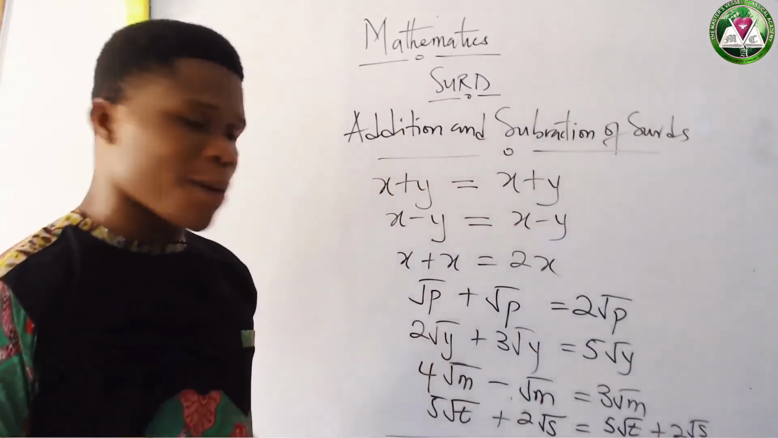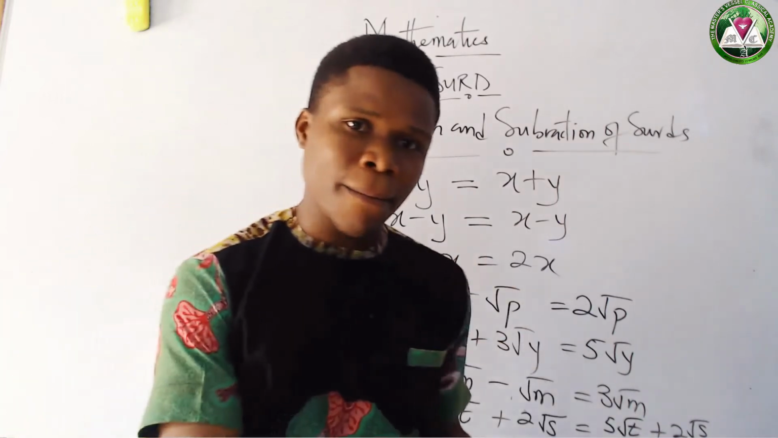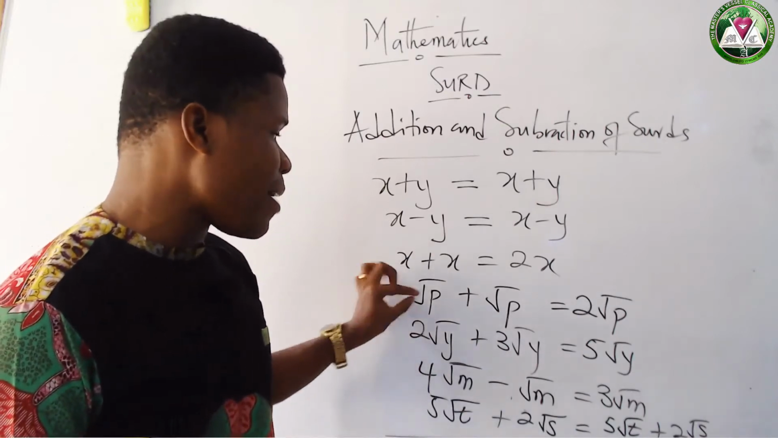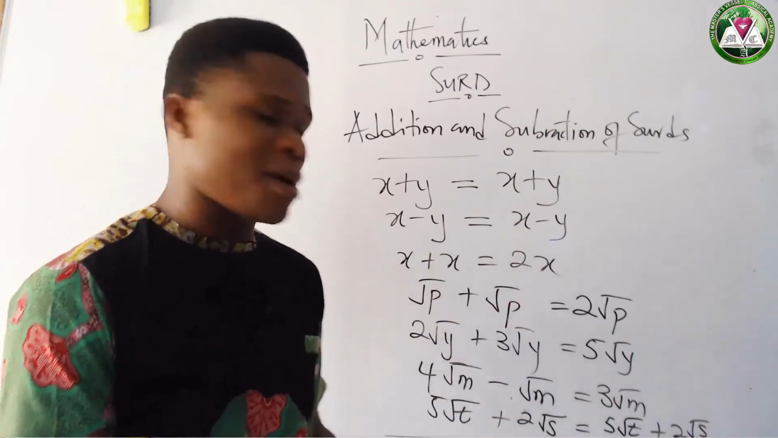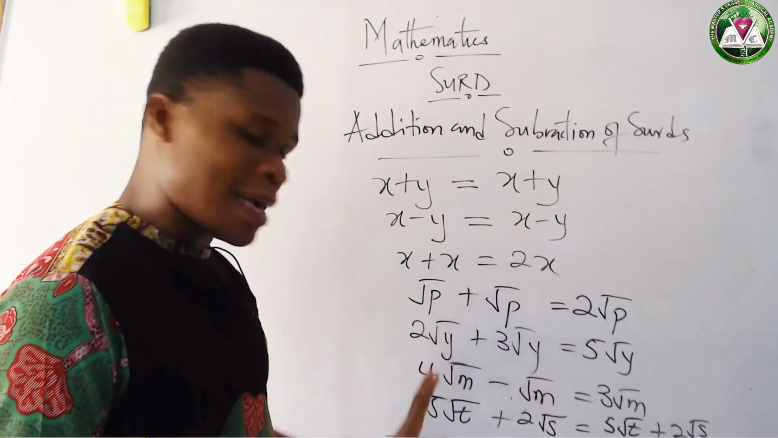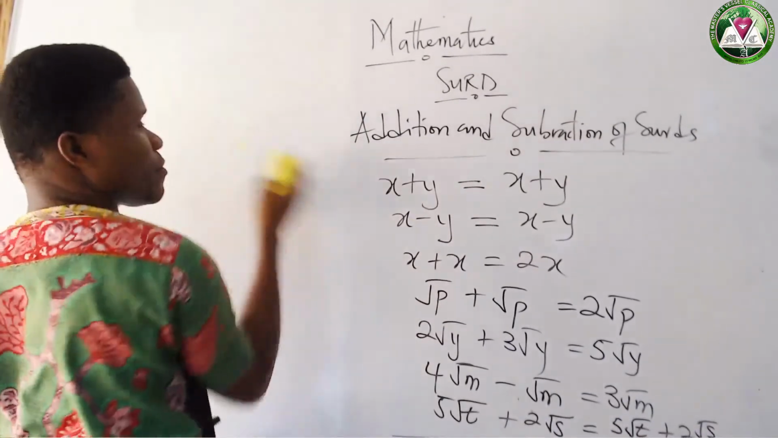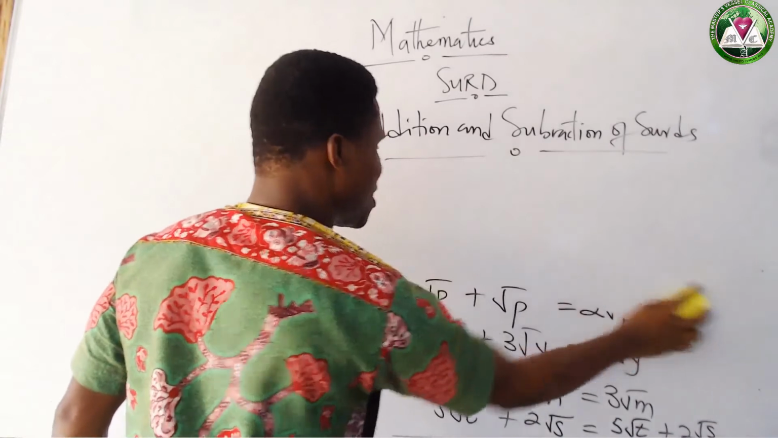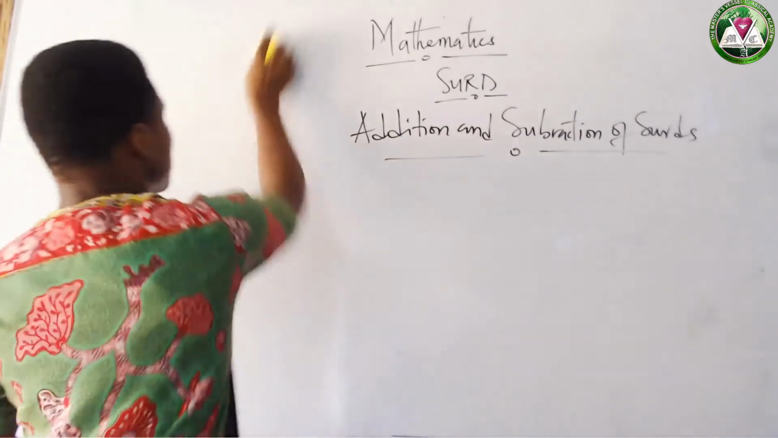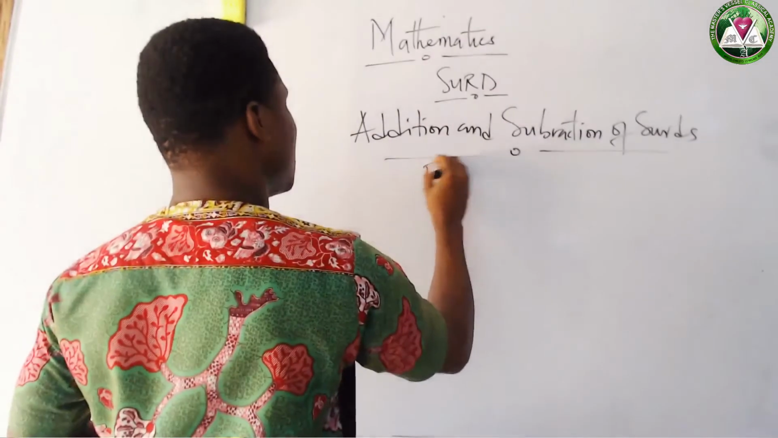So you can only add or subtract Surds that have the same numbers inside, that are like terms. The numbers inside the root must be the same. That's what we're trying to say. After it has been simplified, the numbers inside the root must be the same before you can add or subtract. Now let's look at some examples under this addition and subtraction of Surds. So, simplify example.